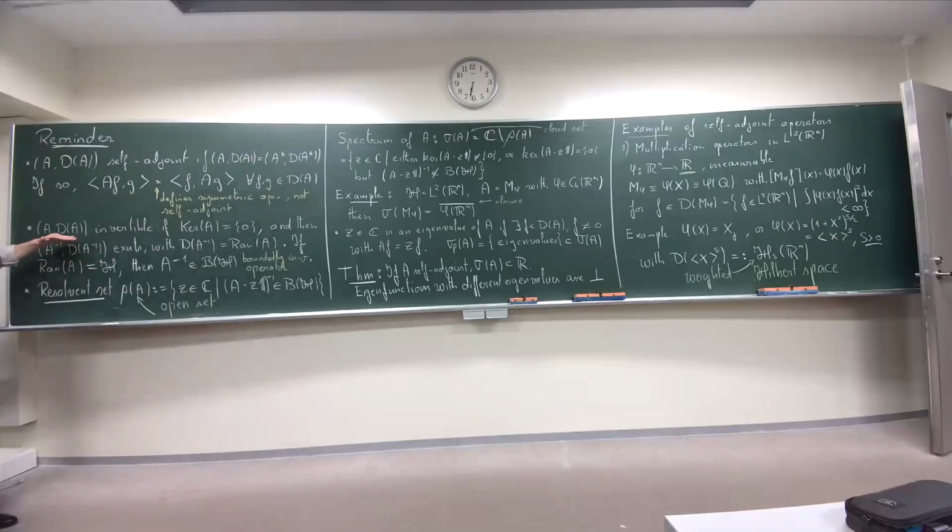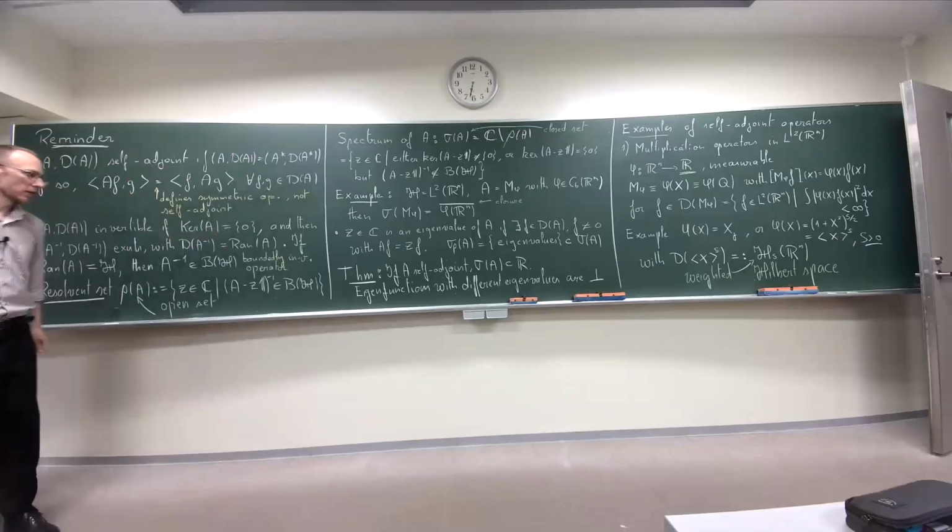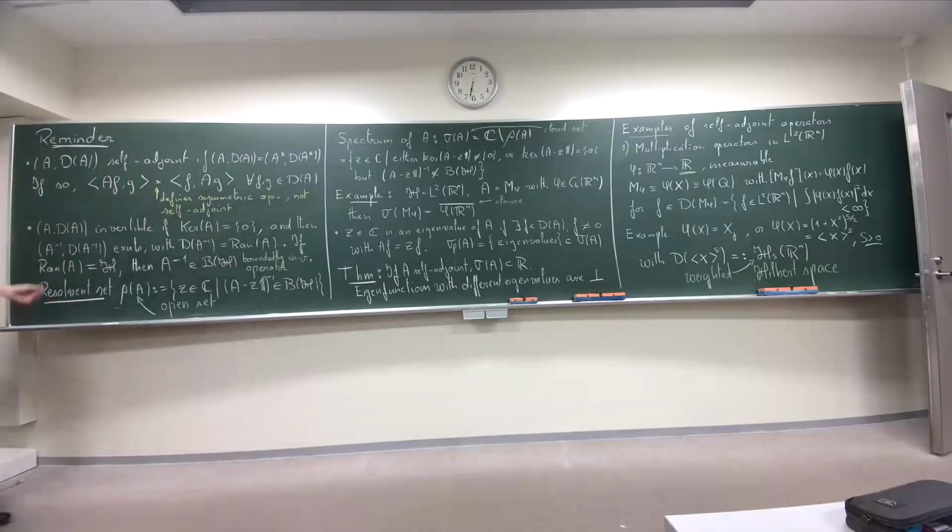We have also seen what is invertible. An operator is invertible if the kernel is 0. It contains only 0. But then the inverse is defined on the range of the initial operator, and you come back to the domain. Now, if the range is the entire Hilbert space, it turns out that the inverse is a bounded operator. In this case, we say that A is boundedly invertible because it has a bounded inverse.